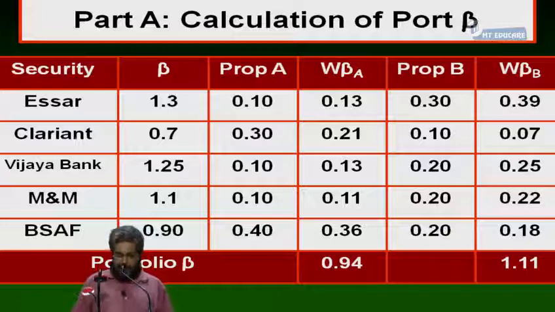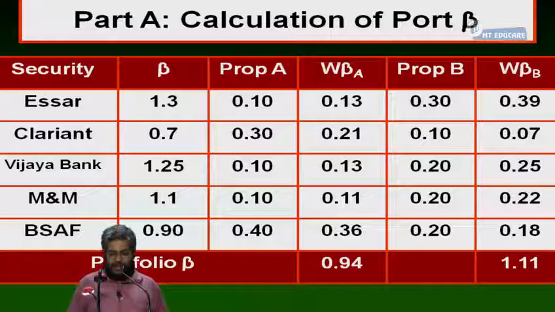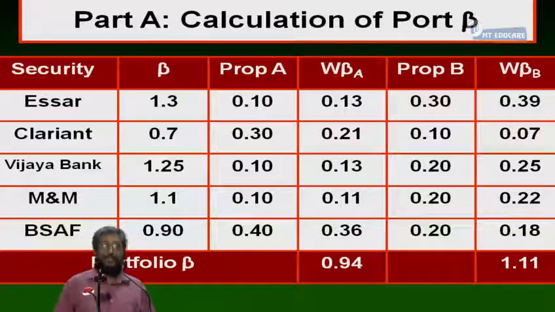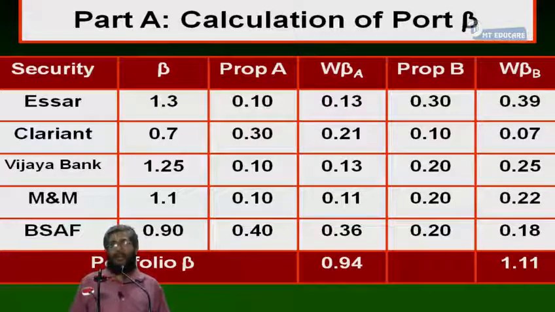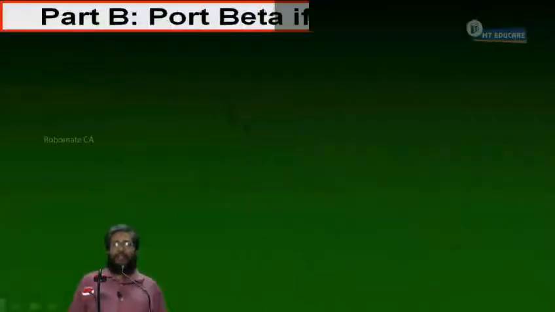Now, part A question, answering one by one. Tell me what is the part A question? Calculate the betas of portfolio A and portfolio B. Have you calculated or not? Yes. Write on part B. Which portfolio is more risky? Simple, which is more risky? B. Okay, write down. Portfolio B is more risky.